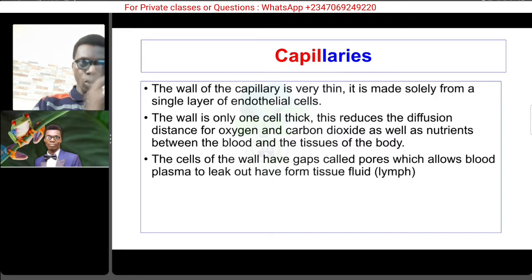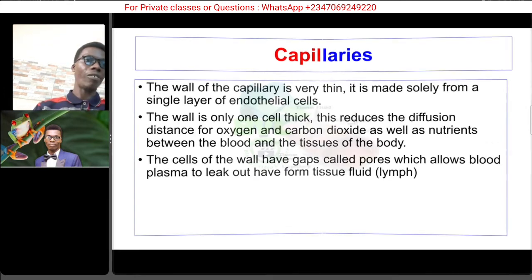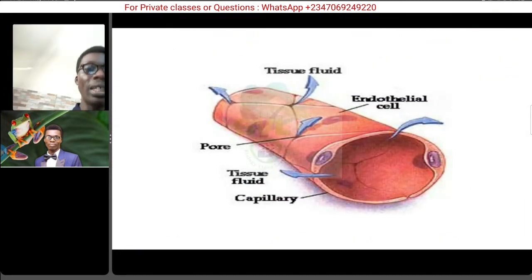It says here, the wall is only one cell thick. How nice. This will reduce the diffusion distance for oxygen and carbon dioxide as well as nutrients between the blood and the tissue of the body. The cells of the wall have gaps called pores, which allows blood plasma to leak out to form lymph. So lymph is the fluid that leaks out during exchange.